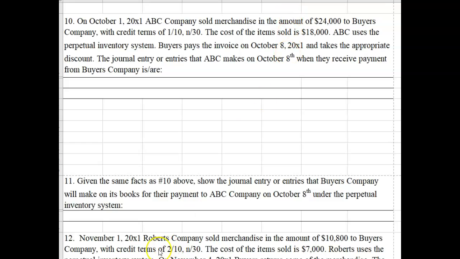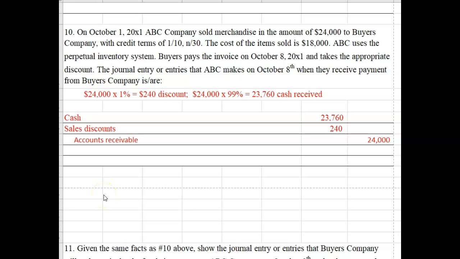on October 8th. The first question to ask yourself is, are we recording the journal entry for the seller or the buyer? ABC is the seller of the merchandise inventory. It says ABC sold merchandise inventory. So we are recording the receipt of cash for this sale from the seller's point of view. We can do some calculations.